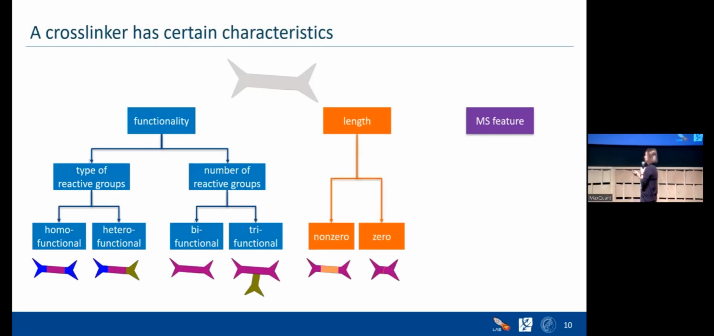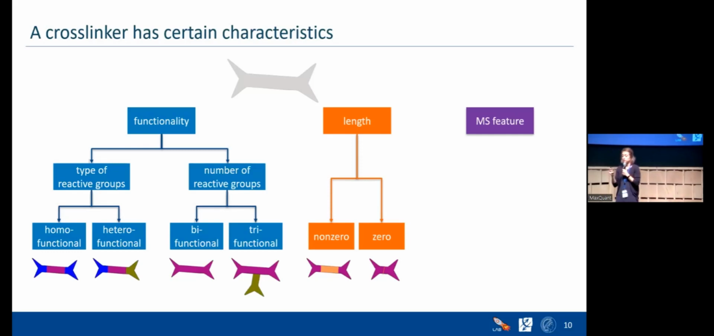We talked about the functionality, now let's talk about the lengths. These 2 reactive groups may have some carbon chain between them, so they will be a bit apart. When they are a bit apart, we call them non-zero. Here I show the carbon chain in orange, but it's also possible for it to be 0. And this is a special thing for your experiment.